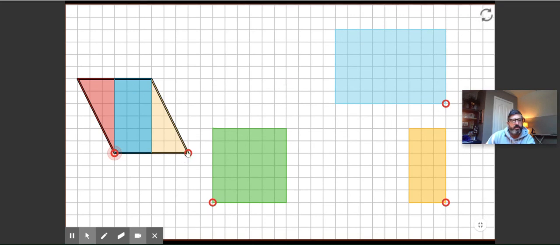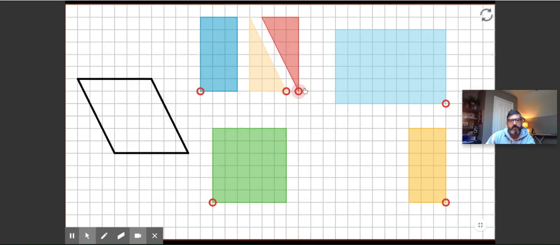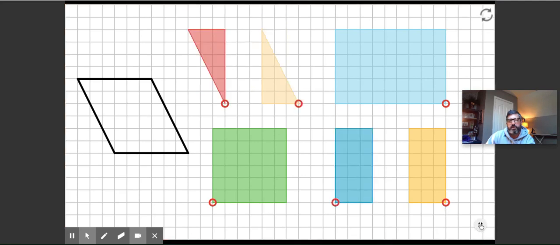So remember how we got that? We decomposed it, or we broke it up into different shapes that we're a little more familiar with. And then we rearranged those shapes to find the area. Okay? So let's do one more.